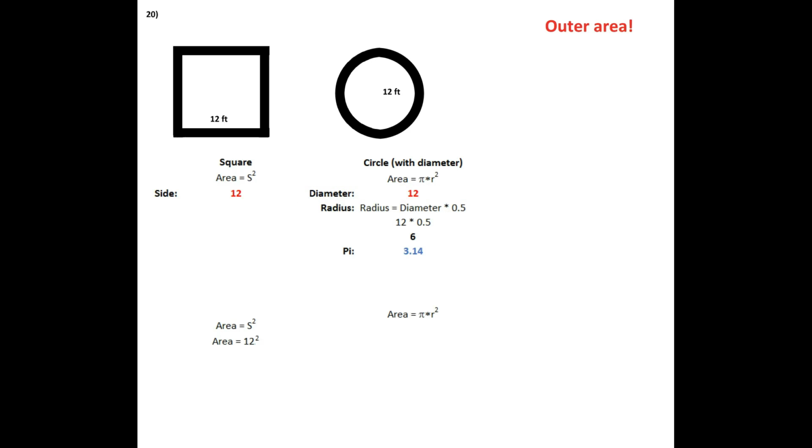Side squared, here we have the area is 12 squared, and the area is 144 feet squared. Now we move on to the circle. The formula is pi times radius squared. So the area is 3.14 times 6 squared, 3.14 times 36, which gives us an area of 113.04. We add those up, and we get a total area for that whole shape of 257.04 feet squared. That's the outer area of the shape.